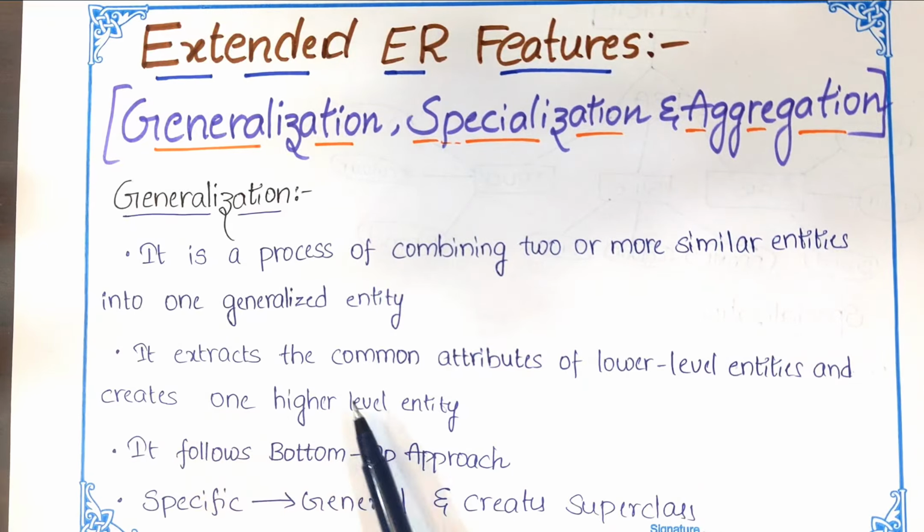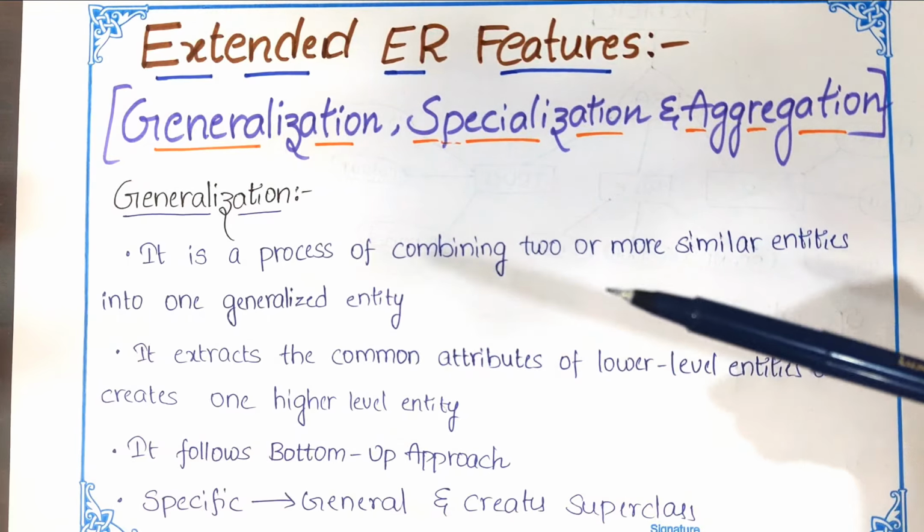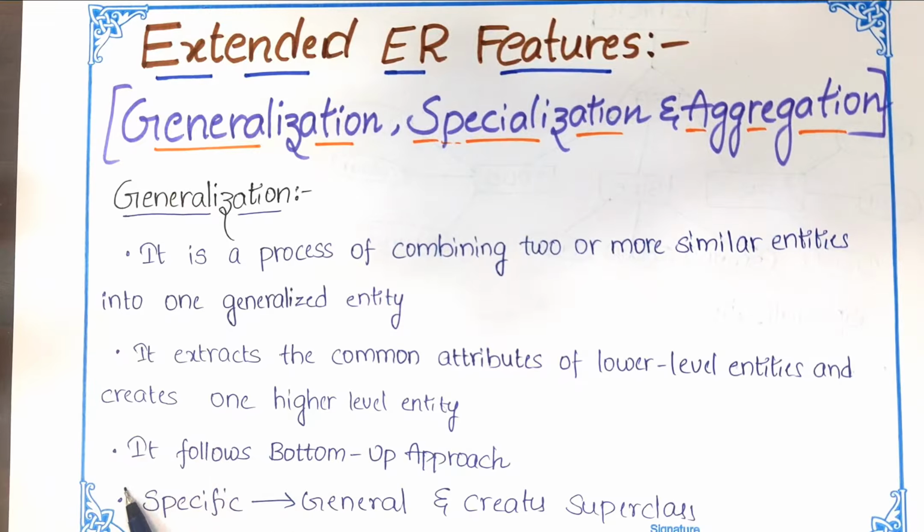And next, it extracts the common features. Extracts meaning identifies. It identifies the common features of low-level entities and creates one high-level entity. Here, low-level entities are car, which has attributes like brand, color, price, and bike and truck also have attributes like brand, color, and price. So we combine all those individual attributes and move them into a high-level entity called vehicle. It follows a bottom-up approach, going from car up to vehicle, from down to up, right? So bottom-up approach.